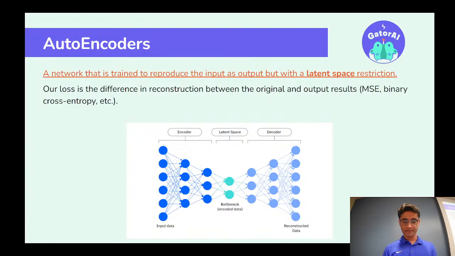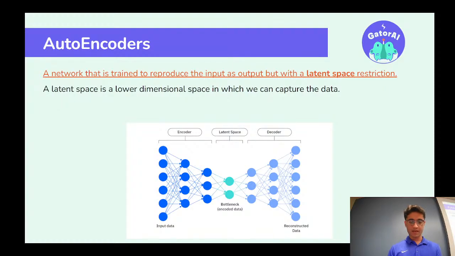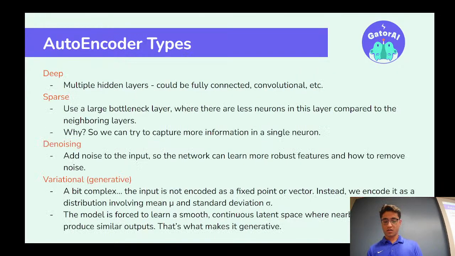And that can be useful in various cases. Yeah, so a latent space is a lower dimensional space in which we can capture data. Basically, again, the simple fact is that there are fewer neurons in the middle layer compared to the outer layers, so the neurons are being forced to compress the information. Compress is a good way of putting that.